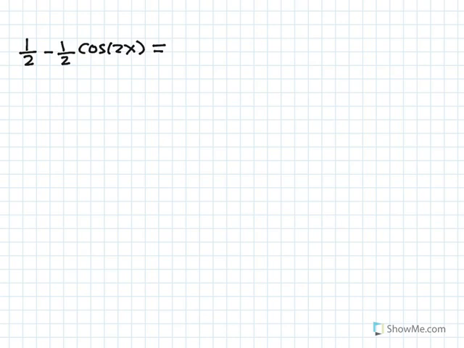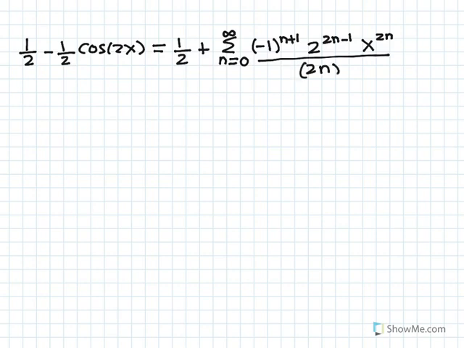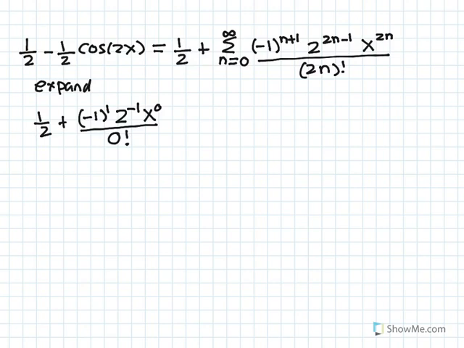And we found the Maclaurin series of sin^2 x as 1/2 plus the summation n equals 0 to infinity of (-1)^(n+1), 2^(2n-1), x^(2n), all divided by (2n)!. But we would like to simplify this a little bit more. So let's expand this summation. If we expand, we get 1/2 plus, plug in n equals 0 into the summation, we get (-1)^1, 2^(-1), x^0, divided by 0!. 0 factorial is just equal to 1. Now plug n equals 1 into the summation. We get 2^1, x^2, divided by 2!.